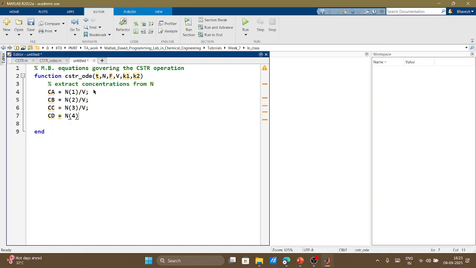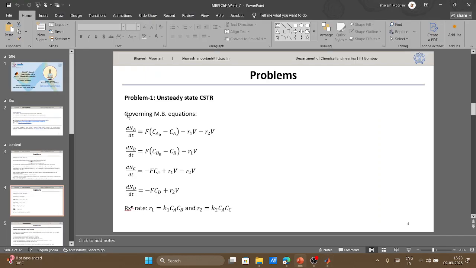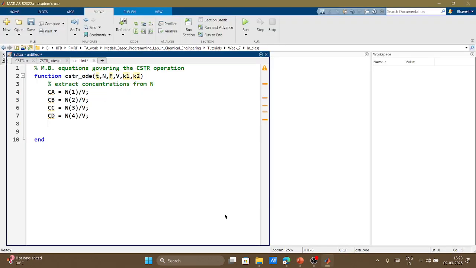So the n vector will contain all the information about the component concentrations A, B, C, D. So you find the concentration, mole per volume, right? So this is the mole per volume concentration that you have found. Now what else do we need? We have to find the rates R1 and R2.